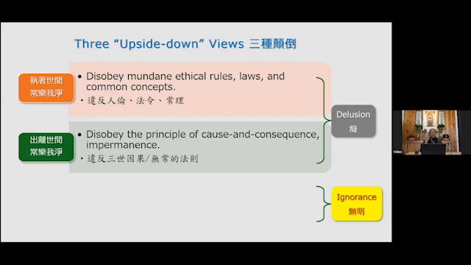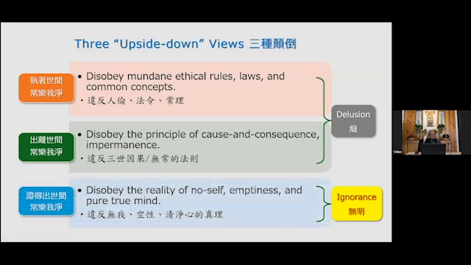I try to save her, help her to live longer. This is just like I know, but this upside down view is so rooted in my mind that when an emergency happens, it will come, and the two views debate each other. Okay, but even if you are a great practitioner, you transcend, you still disobey the reality of no self, emptiness, and pure true mind. That is our fundamental ignorance.